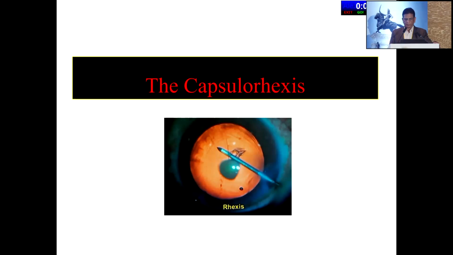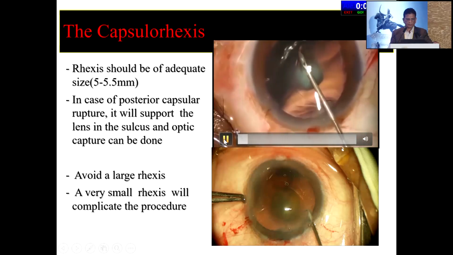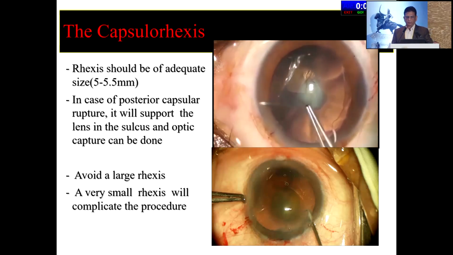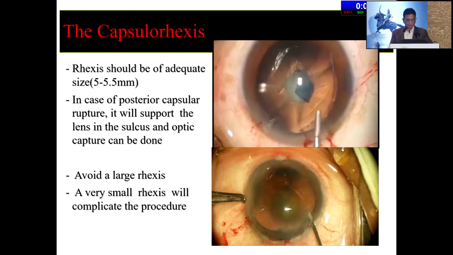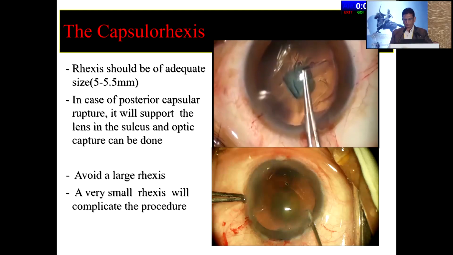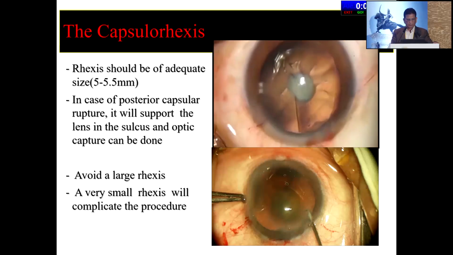Now come to the capsulorhexis. The capsulorhexis should be perfect, 5 to 5.5 millimeters. In case of posterior capsular rupture, it will support the lens in the sulcus and optic capture can be done. It can be done with the rhexis forceps or cystotome. Always avoid a large rhexis, because if there is a rupture, then where to put the lens? And a very small rhexis should also be avoided because it complicates the procedure.